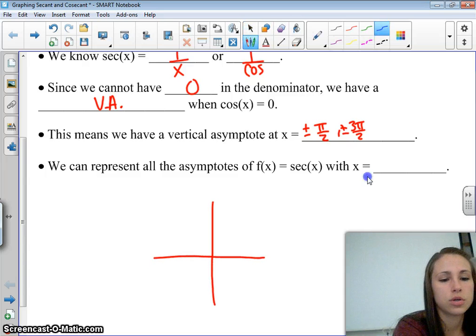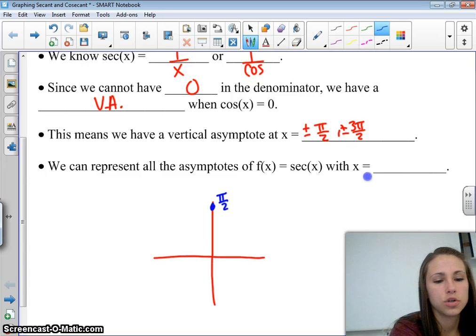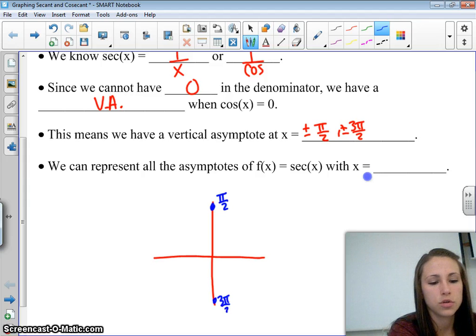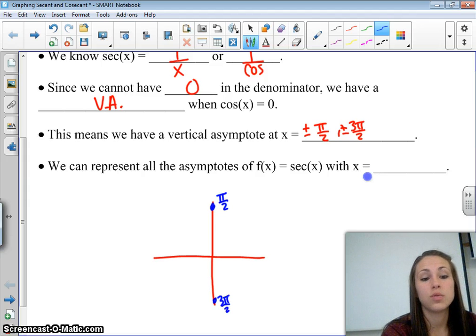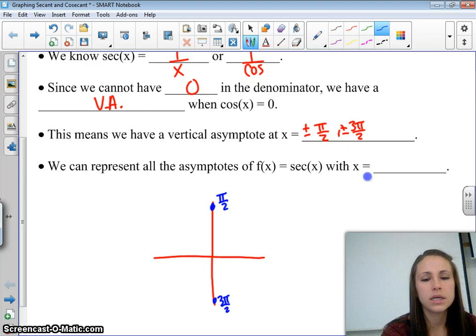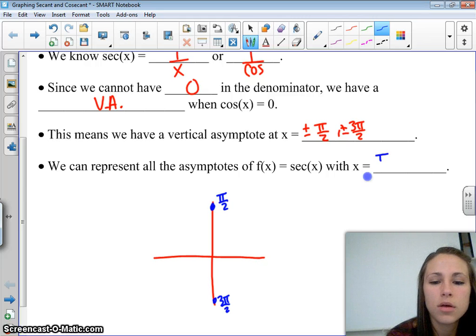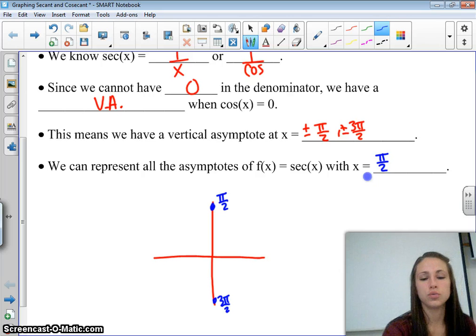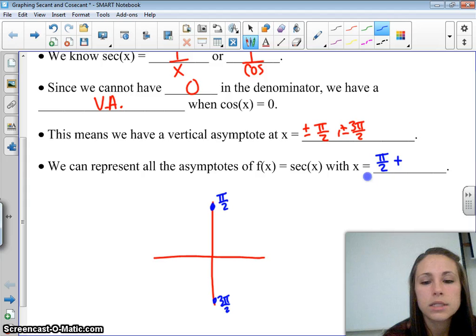Let's pretend we've got our unit circle here. Here's pi over 2, here's 3 pi over 2. So all of the asymptotes on this function happen at multiples of pi over 2. So 1 pi over 2, 3 pi over 2, 5 pi over 2, and so forth. So what I'm going to do is write this as all of them happen at some kind of pi over 2's. We're going to represent them all as pi over 2 plus n pi, and I'll go back and explain that.